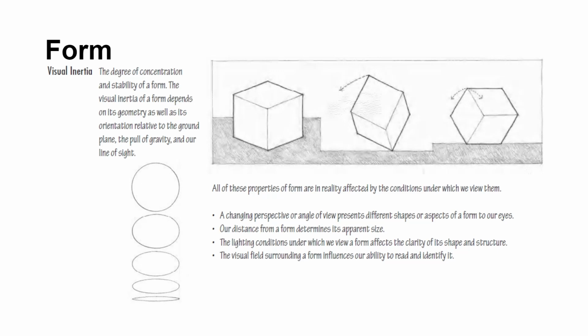Our distance from a form determines its apparent size. The lighting conditions under which we view a form affect the clarity of the shape and the structure. This is very notable in art or in sculpture, that in certain areas you get to see the design from a different angle or understand a different formulation when it comes to composition and construction. The visual field surrounding a form influences our ability to read and identify it.